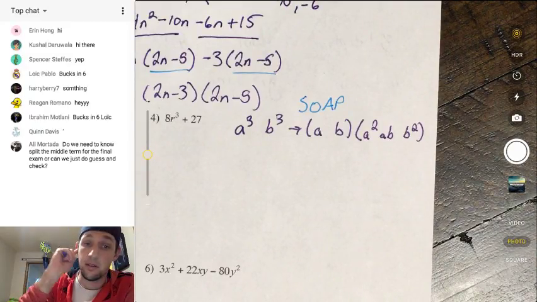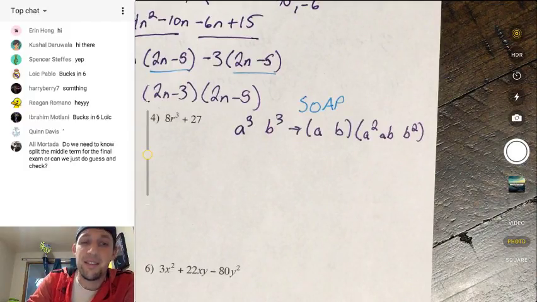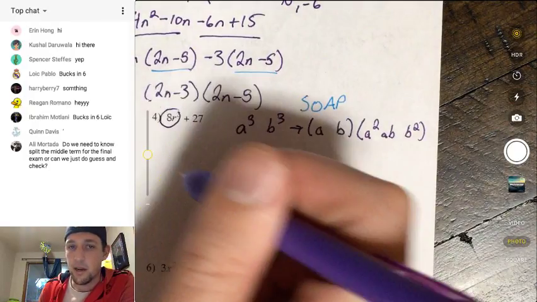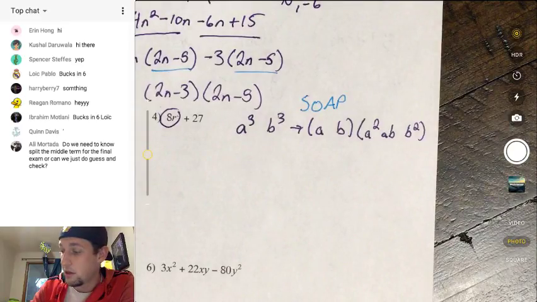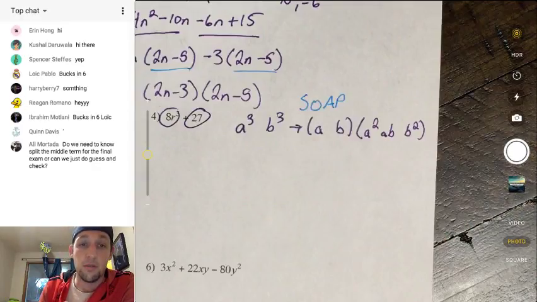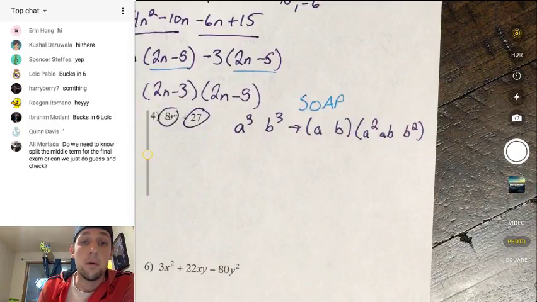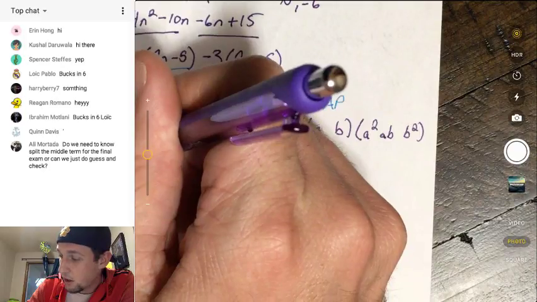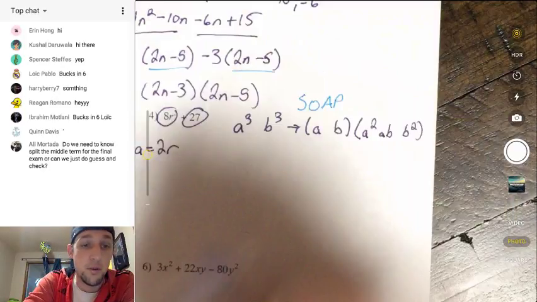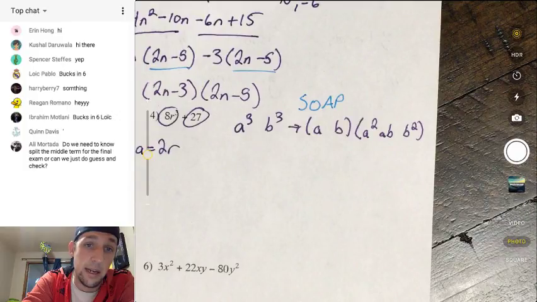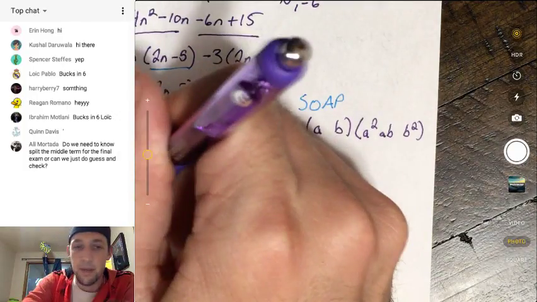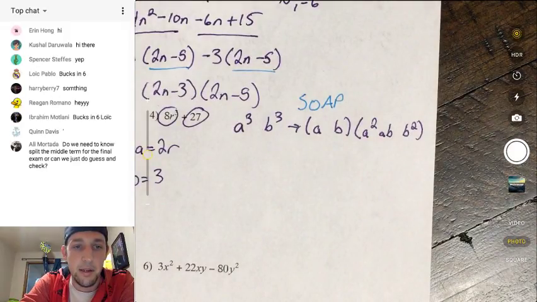Okay, so let's look at what this looks like for this one. Basically, the big key to this is figuring out what your A and your B are. Once you figure out what A and B are, you're okay. Essentially, this whole thing is A cubed. So 8r cubed is A cubed, and 27 is B cubed. From there, I just got to figure out what are my A and my B. Well, for 8r cubed, that's 2r. So my A is 2r, because if I multiply 2r times 2r times 2r, I get 8r cubed. And my B is 3, because 3 times 3 times 3 is 27.